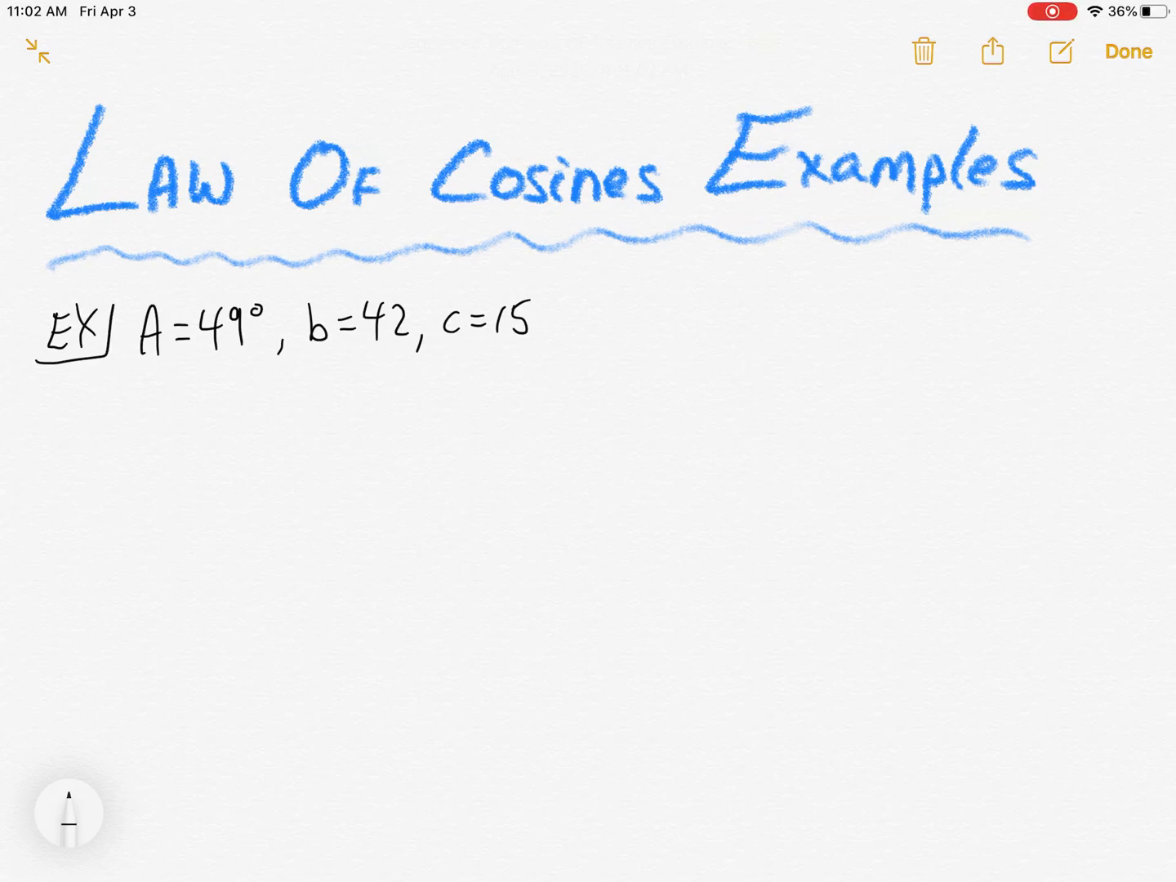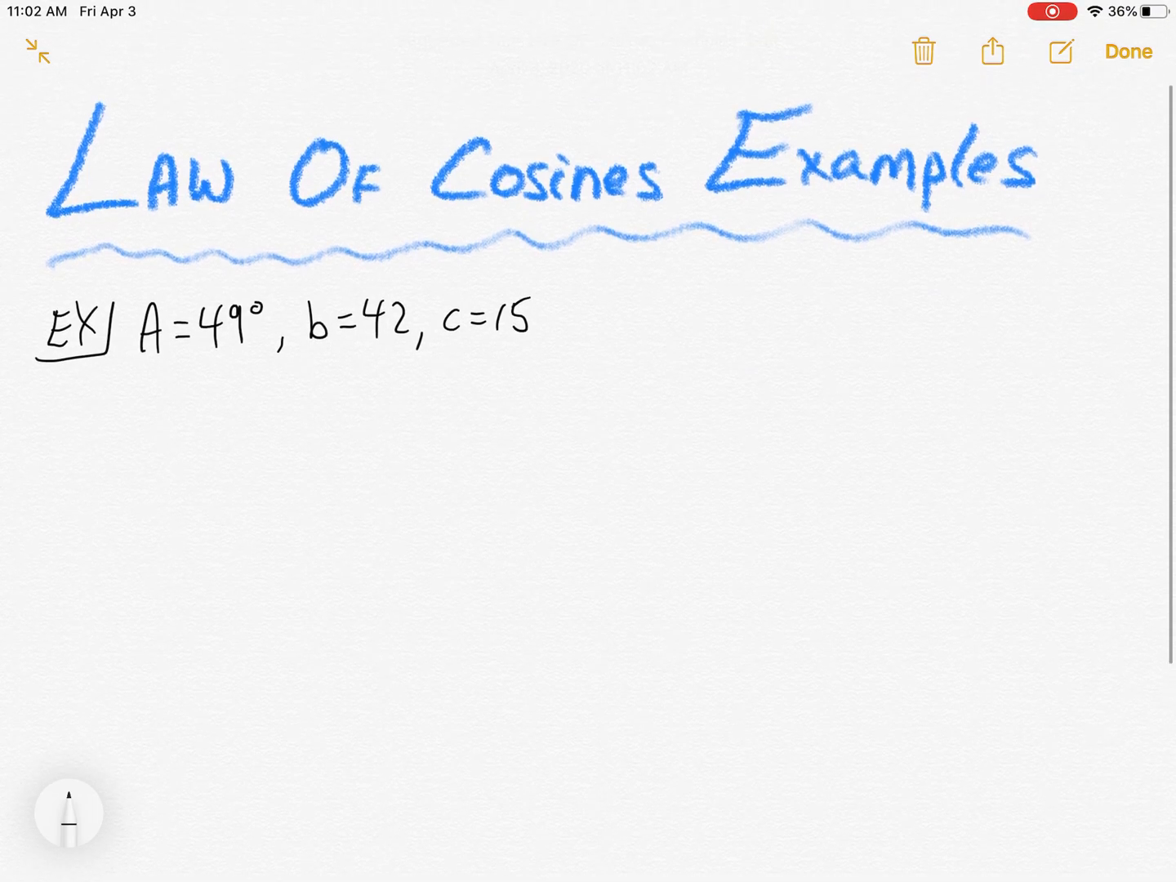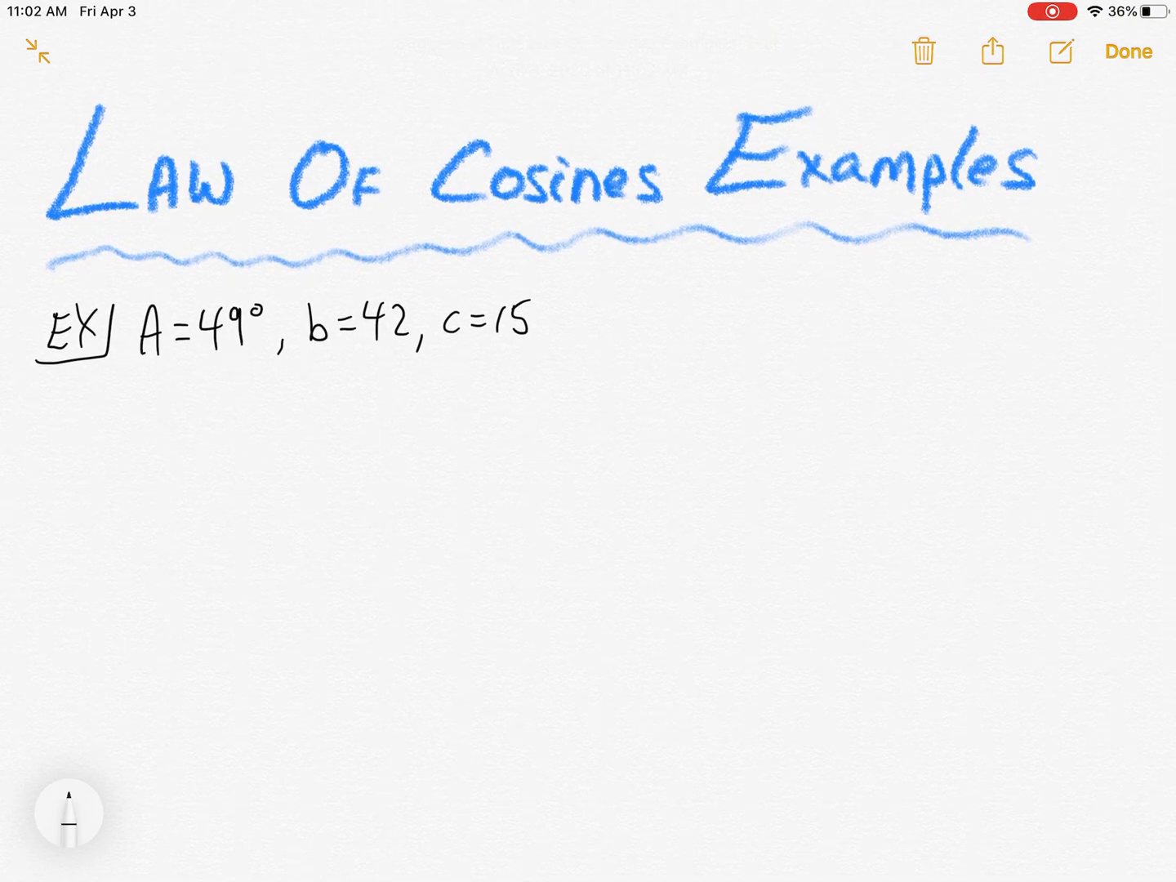Welcome back to Precalculus. The example that I briefly mentioned in the last video, where A is 49 degrees, B is 42, side length B, side length C is 15, we're going to do now, as well as one additional example. This problem is a great candidate for law of cosines because we don't have a known column. We can't quickly get one.